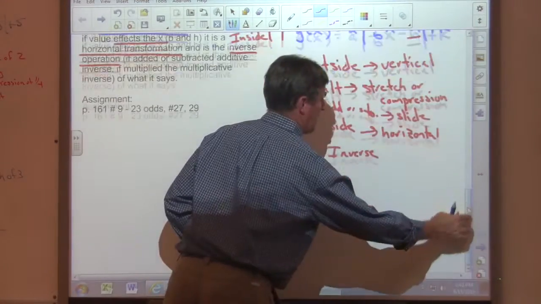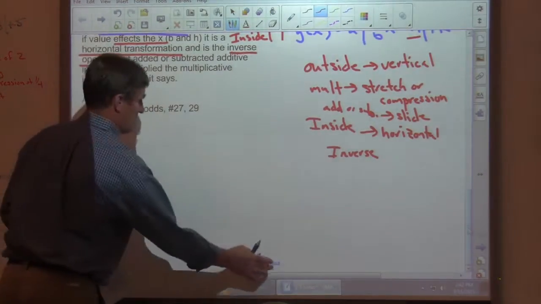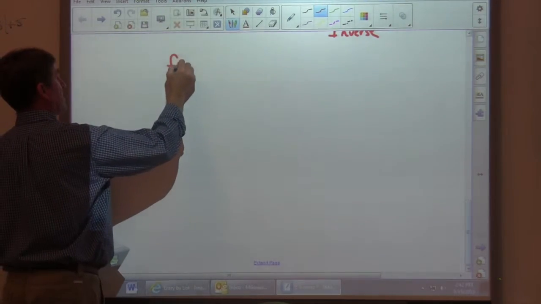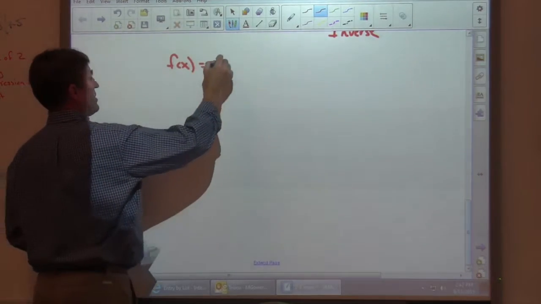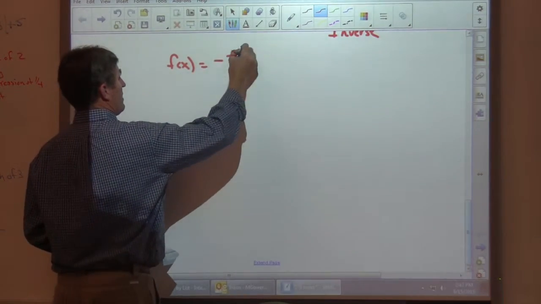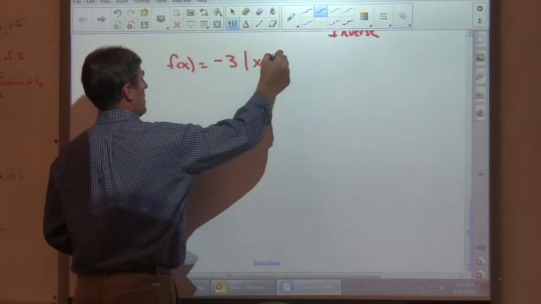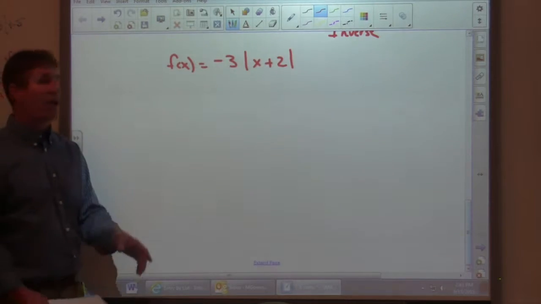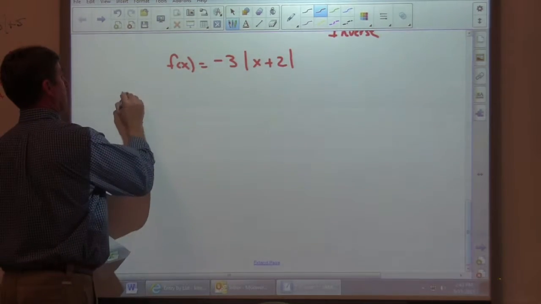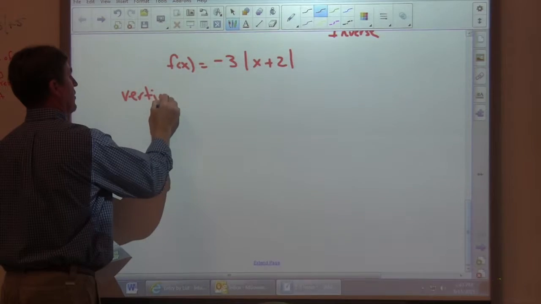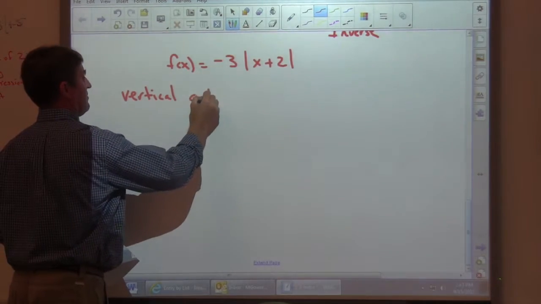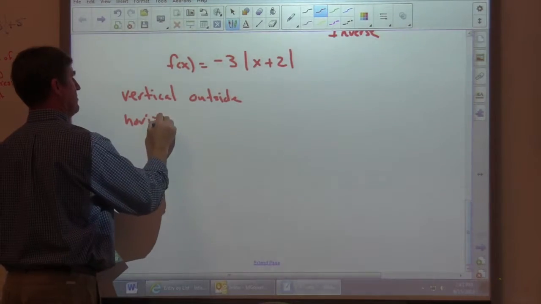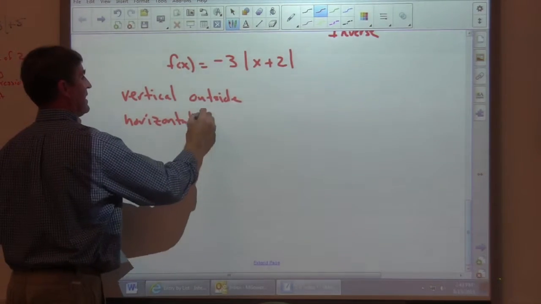So let's do a fairly easy one to start with. Our first example would be f of x equals negative 3x plus 2. All right? So things that might help you. Remember, vertical, outside, horizontal, inside.